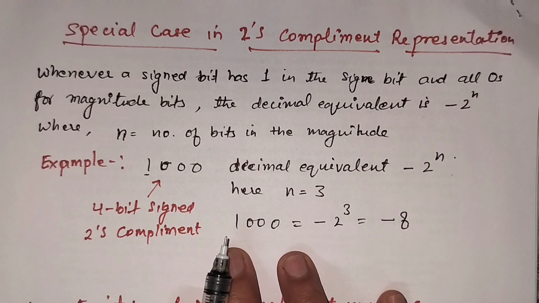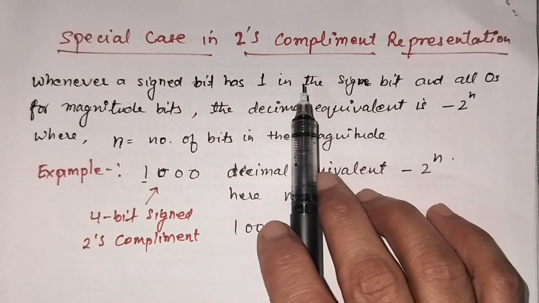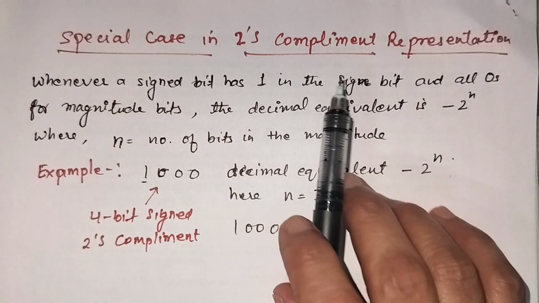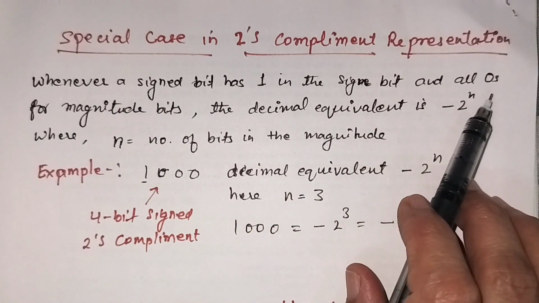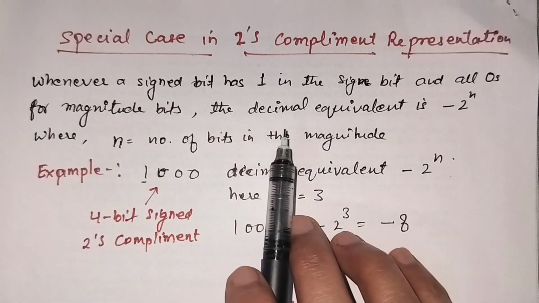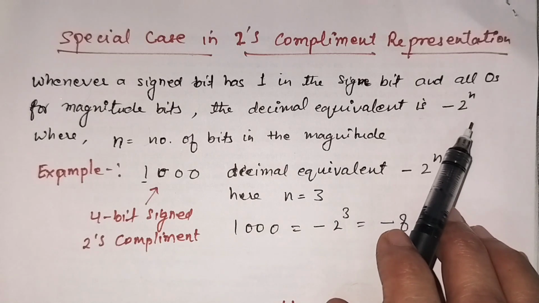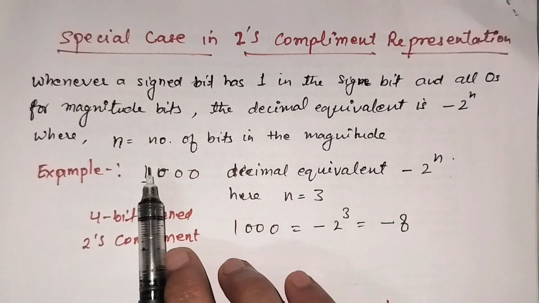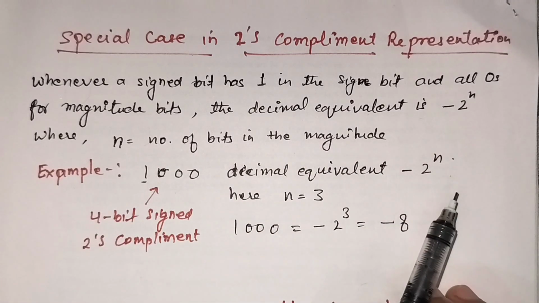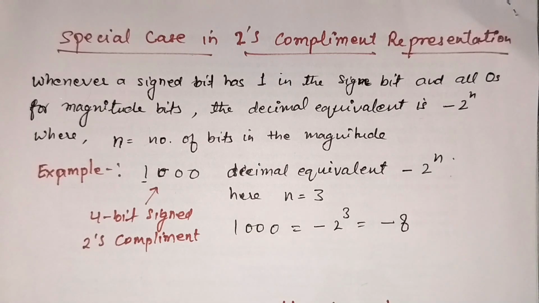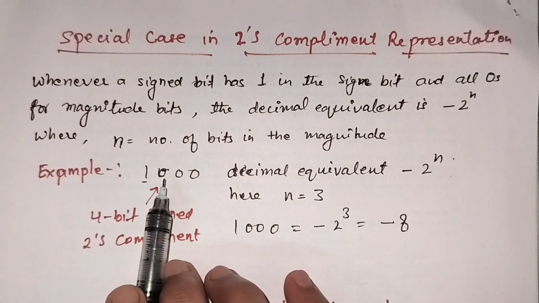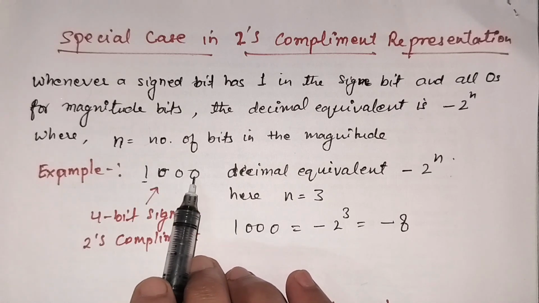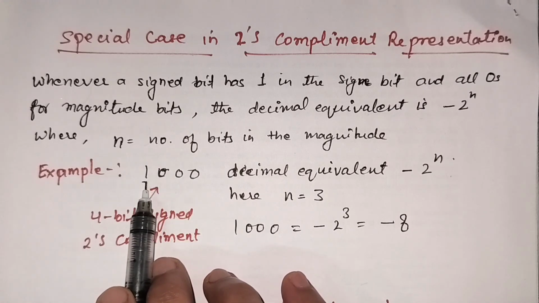Here we will discuss the special cases in 2's complement representation. In 2's complement representation, whenever a sign bit has 1 and all zeros for the magnitude bits, the decimal equivalent is minus 2 raised to power n, where n is the number of bits in the magnitude form. For example, 1 is the sign bit and 0s are the rest of the bits, meaning these are the magnitude bits and this is the sign bit.